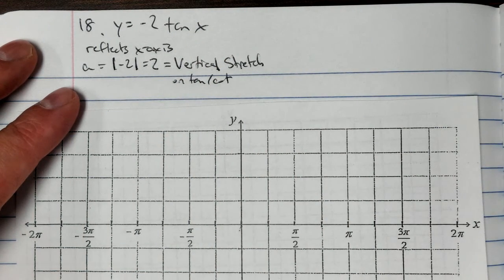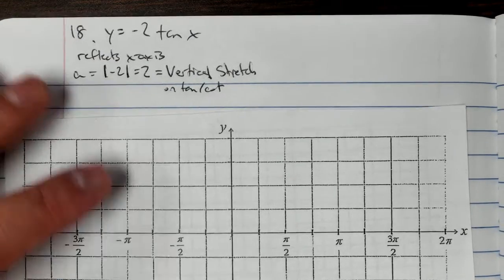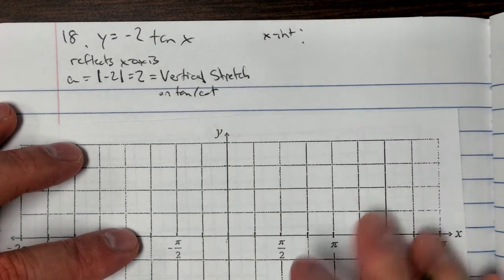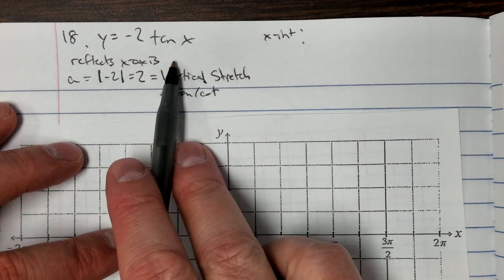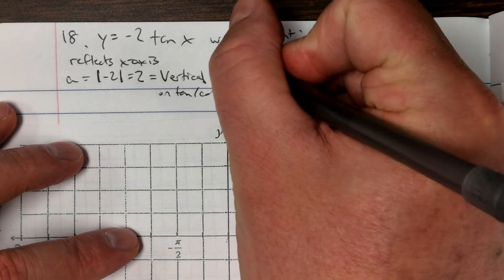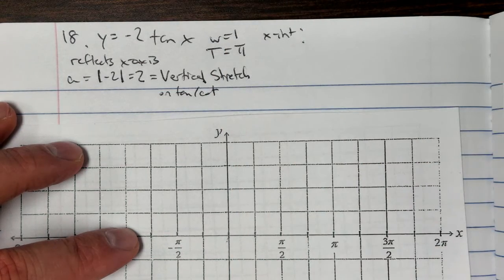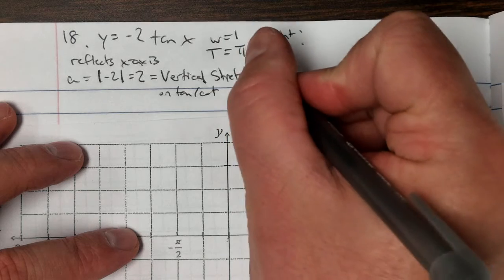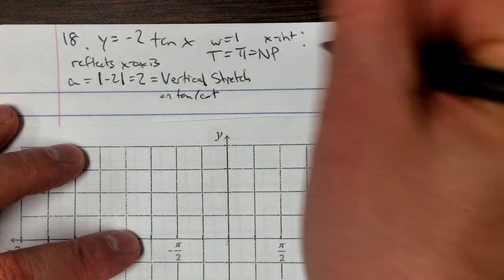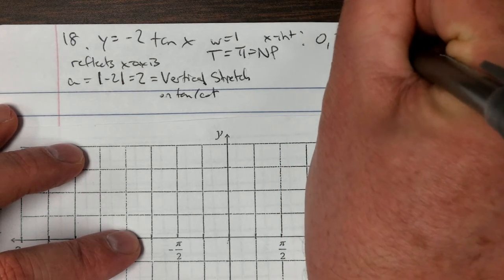That's your vertical stretch. And then as far as your x-intercept, we don't change the period at all because our W is 1. Let me just put this in the middle. The W is 1 and your period is pi like normal. And so that means our x-intercepts are going to be 0, plus and minus pi, and plus and minus 2 pi.